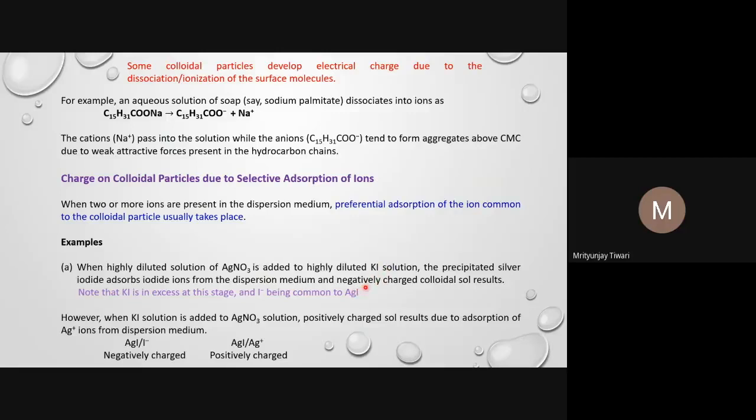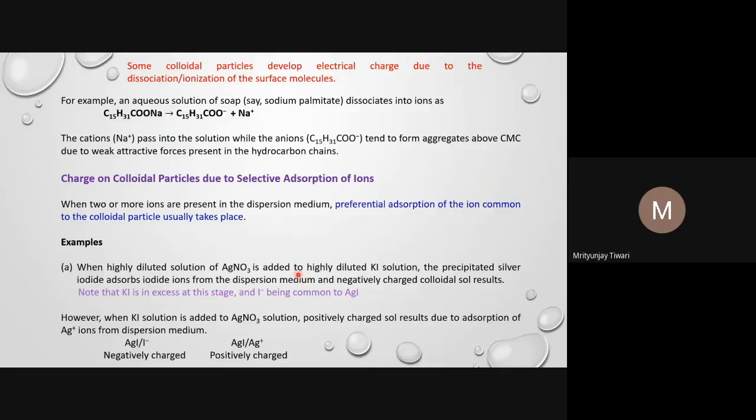So in that case, the iodide ion will be adsorbed by AgI, silver iodide, which means the colloidal particles will become negatively charged. So when a highly diluted solution of silver nitrate is added to a highly diluted KI solution, the precipitated silver iodide adsorbs iodide ions from the dispersion medium and a negatively charged colloidal sol results. The dispersion medium also contains water, which contains soluble ions.